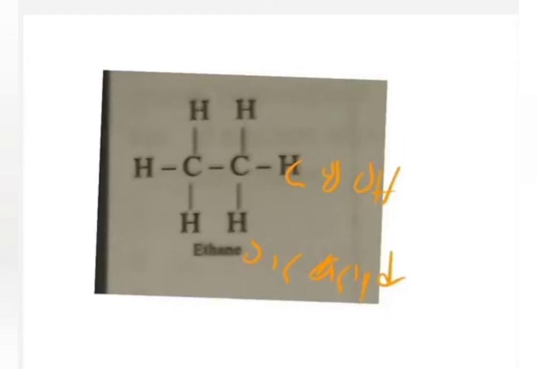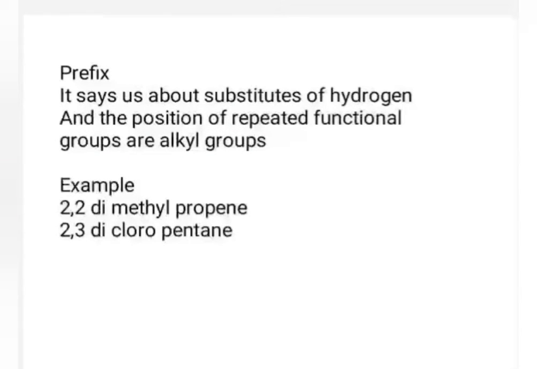So I think you have understood, friends. Now let us discuss about prefix. Friends, the prefix generally tells us the substitutes of hydrogen atom, and the prefix generally gives us the information about the position of substitutes of hydrogen atoms, and even the repeated functional groups or repeated alkyl groups. We generally use prefixes like 2, 2 di.